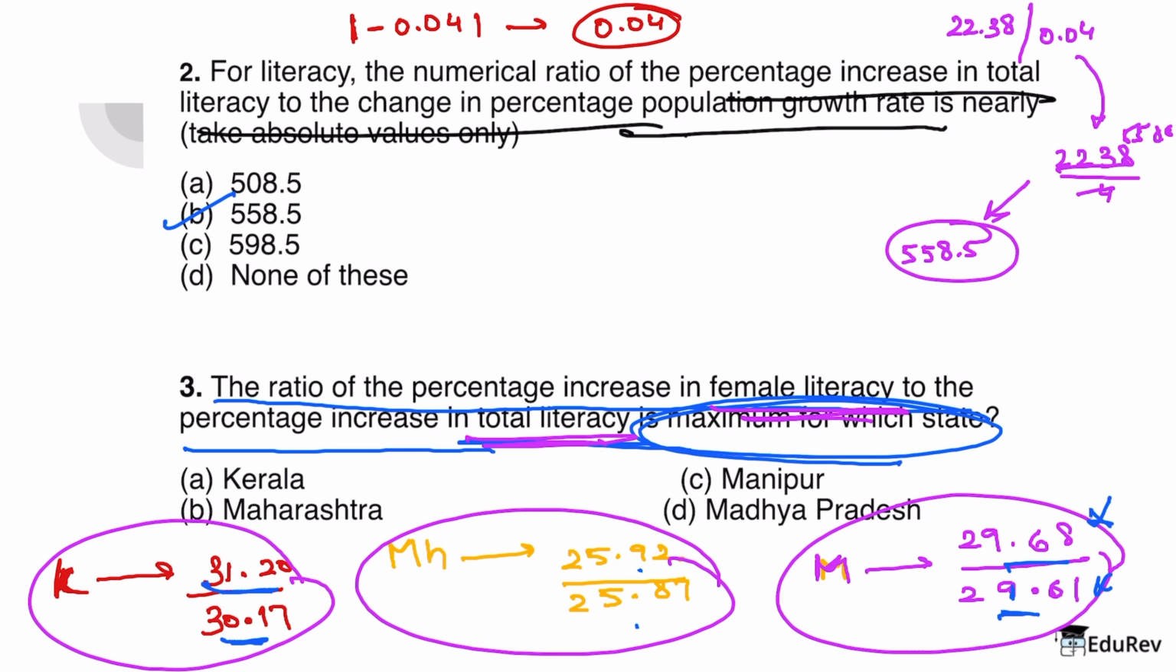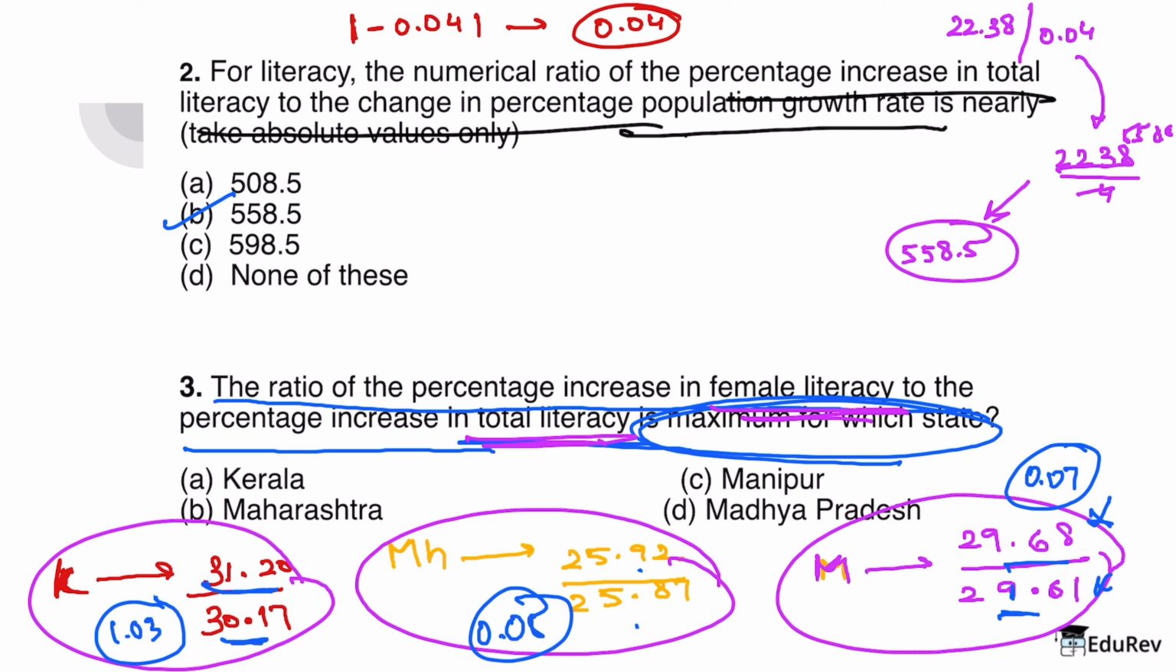So if I go, then the difference in Kerala is going to be 1.03. So it's 1.03 in Kerala. Then for your Maharashtra, it's 0.05, correct? And for your Manipur, it's going to be 0.07. So this is very, very easy to calculate the difference between your numerator and denominator. You just need to subtract.